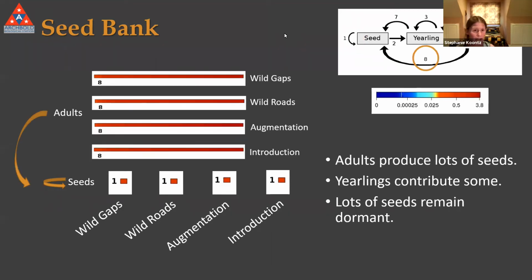And then if we look at just adults producing seeds, we also see that across all 4 of our management treatments, there are a lot of adults putting out lots and lots of seeds. So we are pretty confident there's a well-established seed bank within all 4 management treatments.